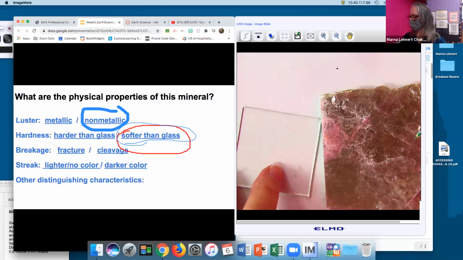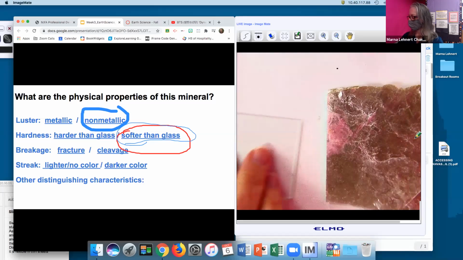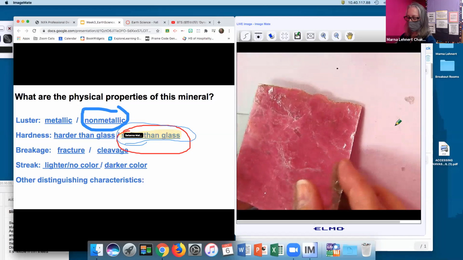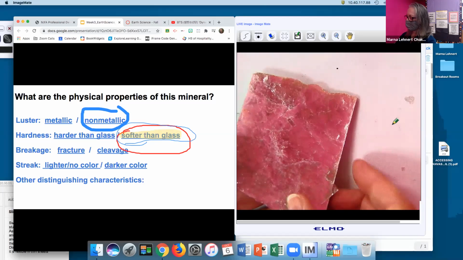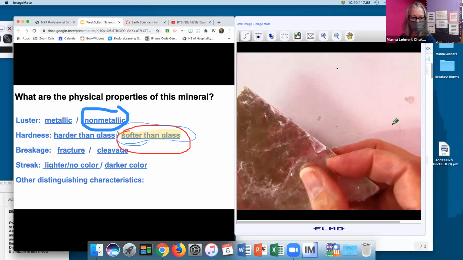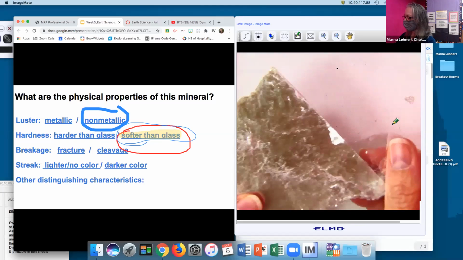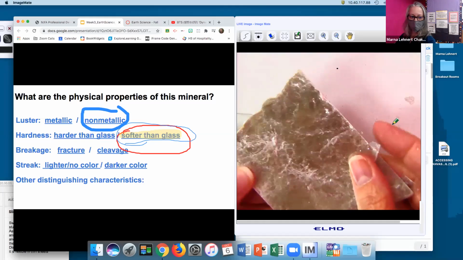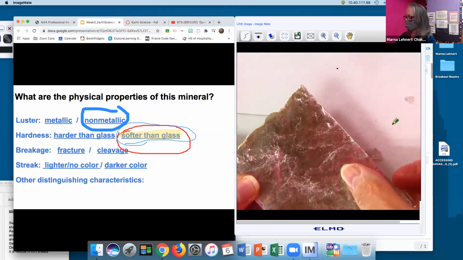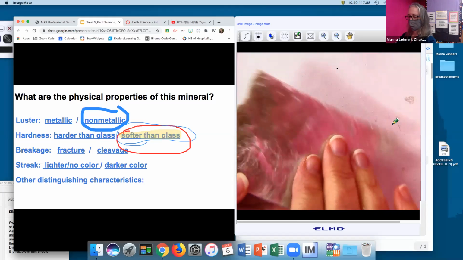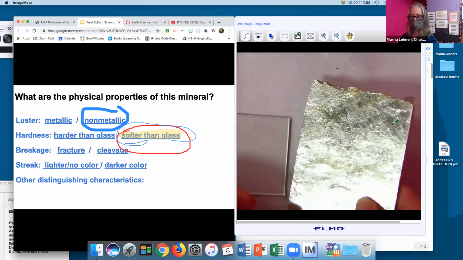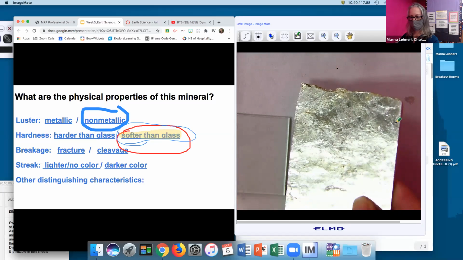All right, next up is breakage. Cleavage or fracture? What do you think? Does it have nice flat surfaces? Or does it seem to be just fracturing randomly? What do you guys think?